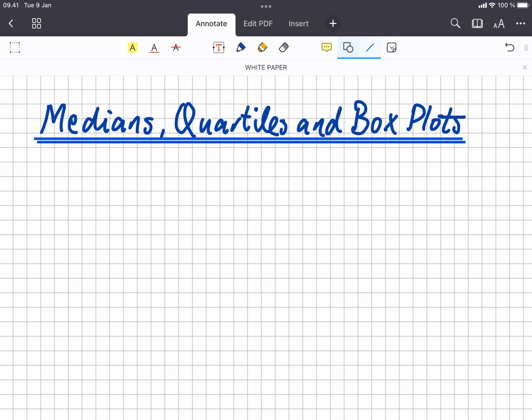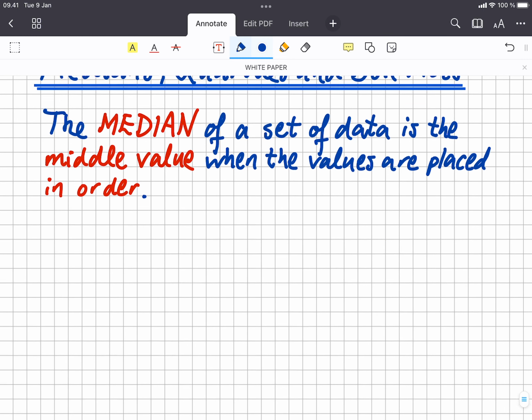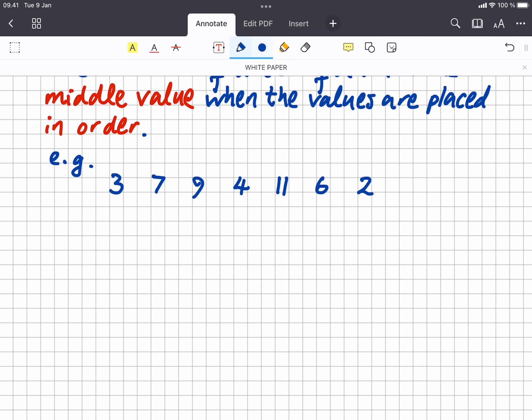So this lesson is all about medians, quartiles, and box plots. The median of a set of data is the middle value when the values are placed in order. For example, these values: 3, 7, 9, 4, 11, 6, 2.